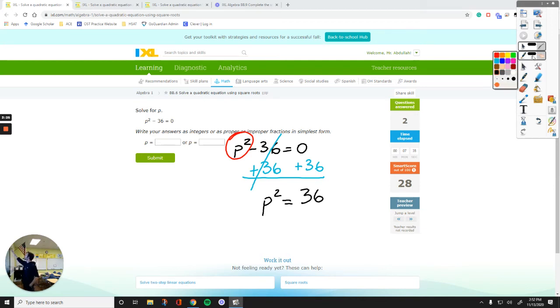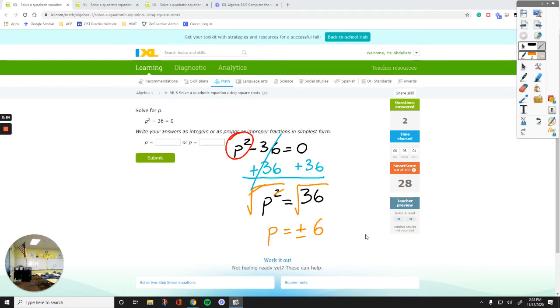Now I need to get the p by itself, square root of both of the sides, and then since I did this, square root of each side, the side that doesn't have the variable should have plus minus. And then square root of 36 is 6 equals, and then these are going to cancel each other out. The only thing I have left on the left is p. So my solution is going to be positive 6, negative 6.